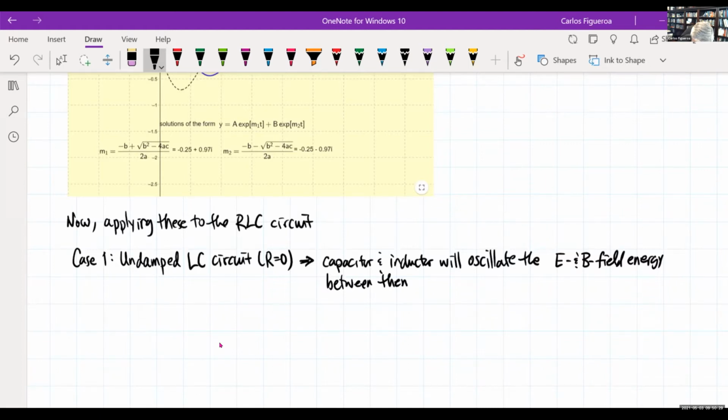So that is exactly an undamped oscillator here. And what you're going to find next is that if I now go to case 2, I'm going to have a damped RLC. The reason it's damped is because the resistor will take energy out of the system. And so you get these types of damping here.